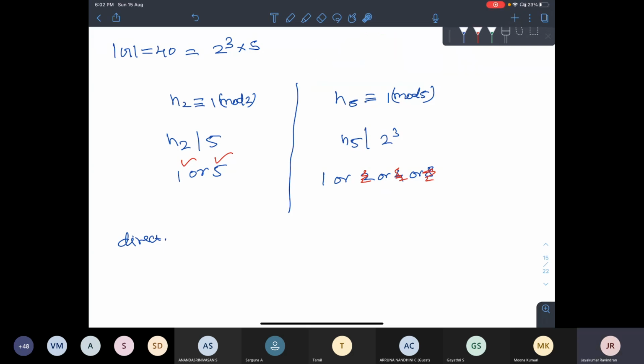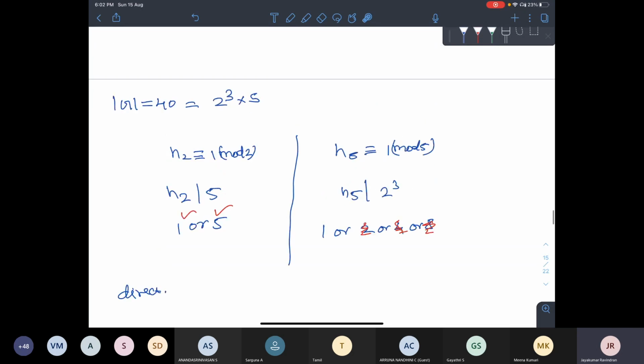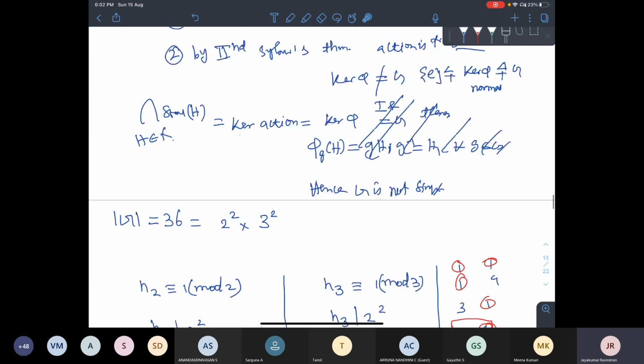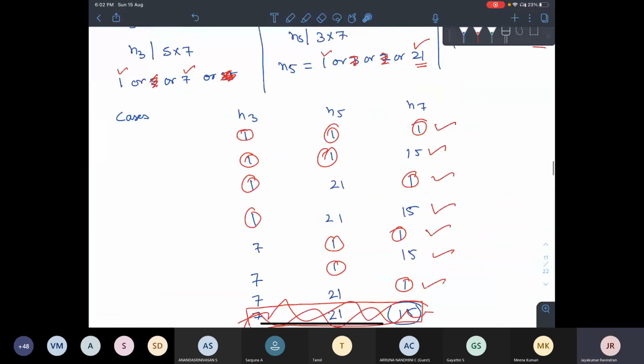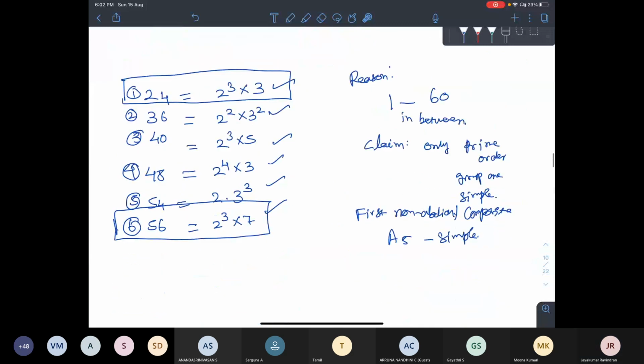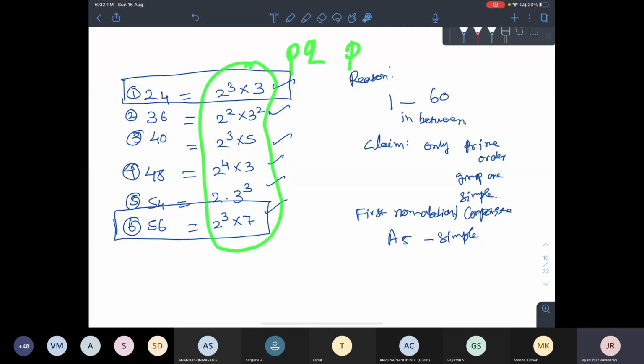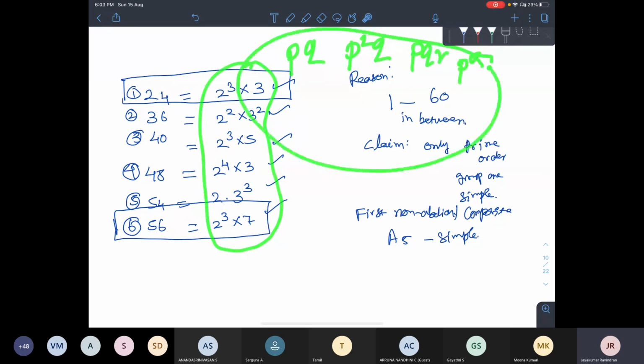Okay, now I am revealing directly why I had chosen these numbers. Let us justify that. All of the numbers here are not of PQ type, not P square Q type, not PQR type, not P power alpha type. That's why I have chosen to work on them individually.